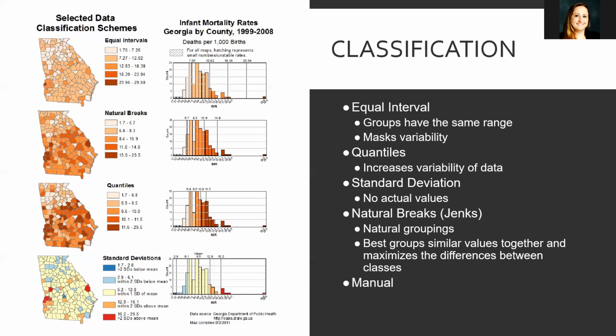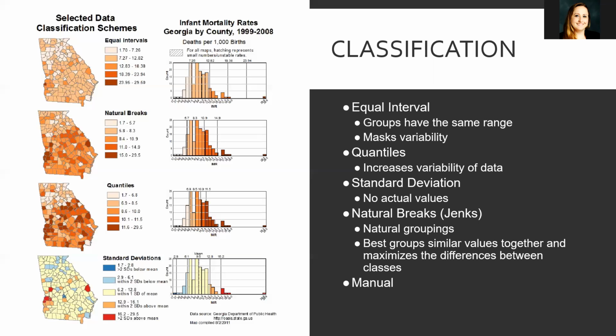First, we have equal intervals, with each group having the same range, which is calculated by taking the range of the total variable and then dividing it into the number of classes you want, which makes it very easy to interpret. However, this may not show all the variability in the data because the breaking points are not based on the data distribution.